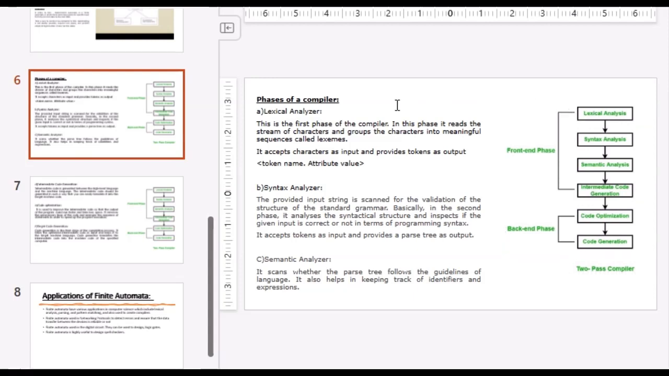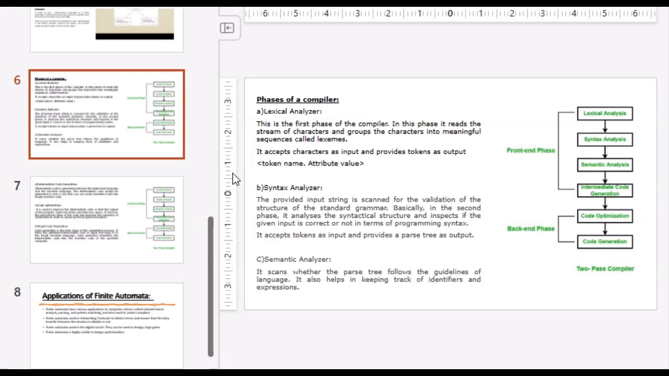So basically, the lexical analyzer phase will accept a stream of characters as input, and it will group those characters into meaningful sequences called lexemes, and those lexemes will be in the form of a token. This is the first phase of the compiler. In this phase, it reads the stream of characters and groups them into meaningful sequences called lexemes. It accepts characters as input and provides the tokens as output.